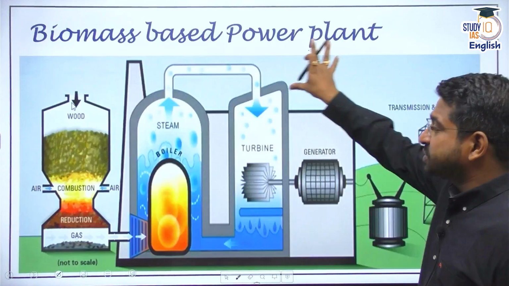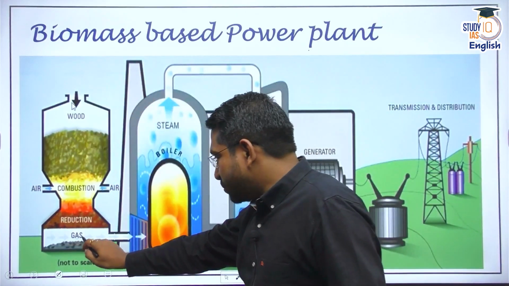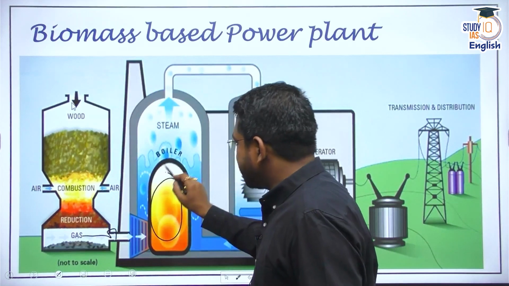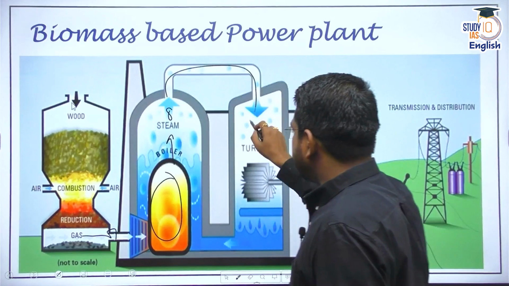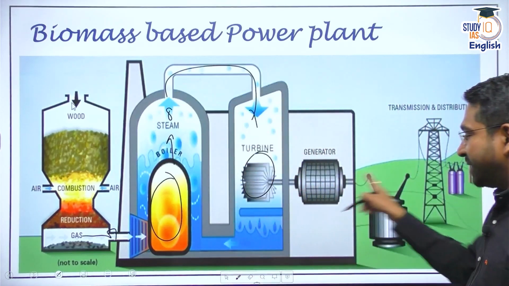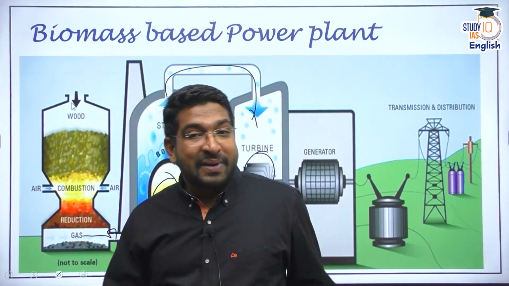Now, when I use this methane in a power plant, imagine I take this gas, I burn this gas, I boil the water, I get steam. Using that steam, I run the turbine, I run the generator, again through the transmission line. Now this becomes a biogas based power plant.